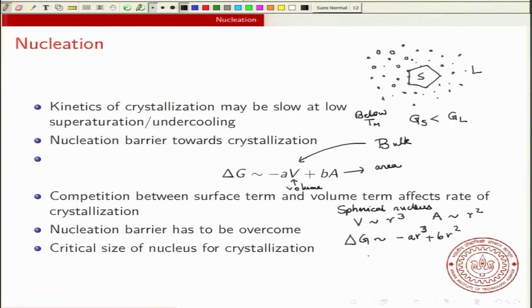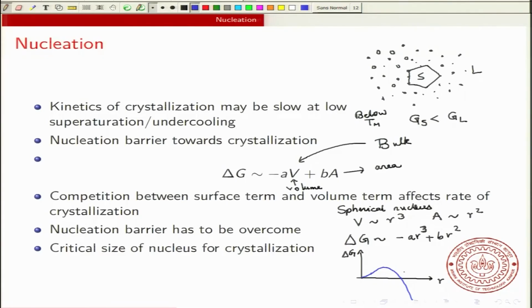Now, if you plot this free energy difference as a function of r, what you will see is that when r is very small, the r square is much greater than r cube. So the r square term will be important when r is very small. So, when r is very small, it will look like the r square, and this is a positive term. So the delta G will actually be positive. But of course, when r is very large, then the r cube term is much larger, and it will change sign and it will become negative.